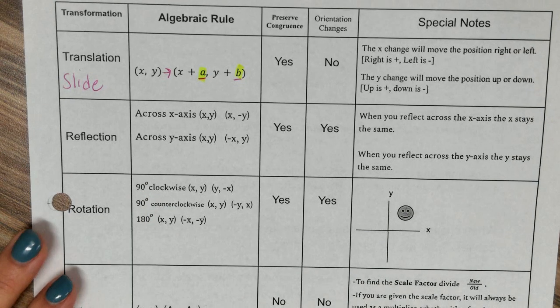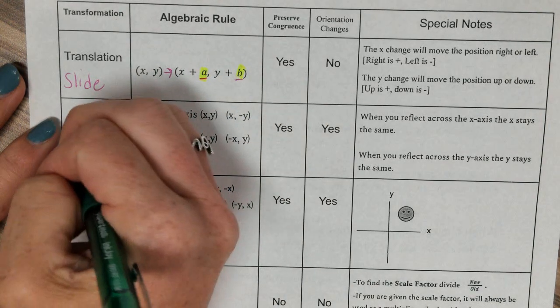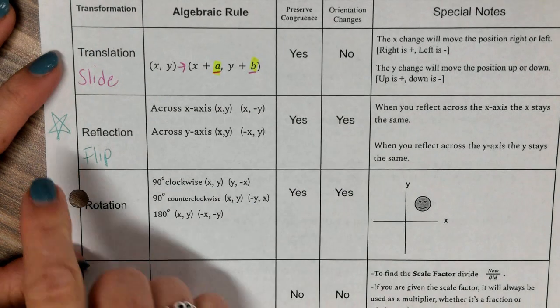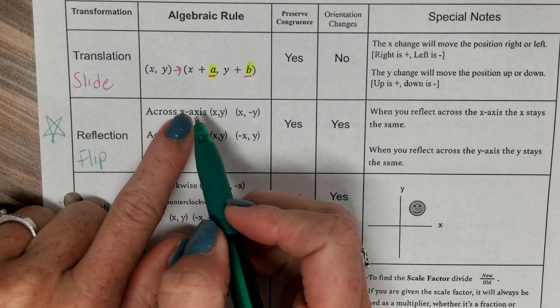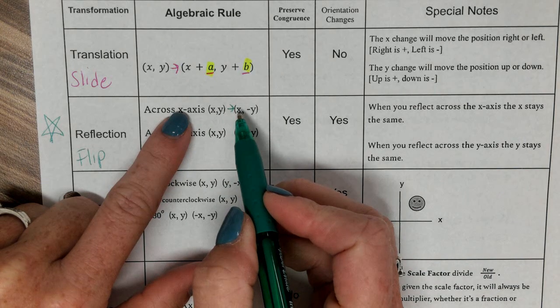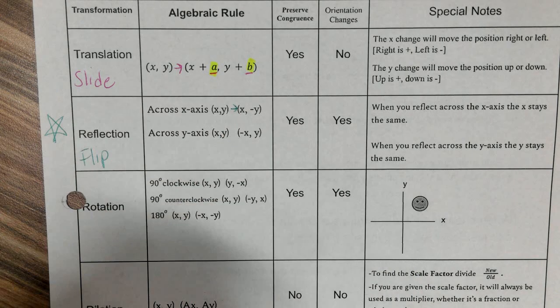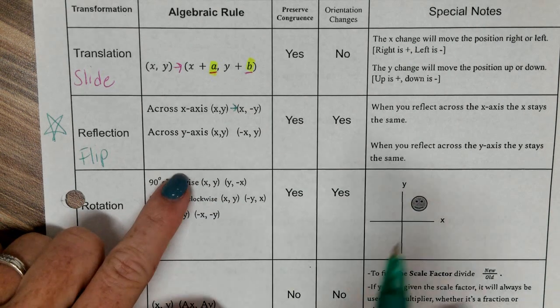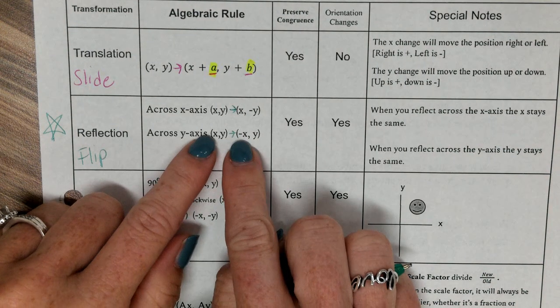A reflection. Who can tell me what a reflection is? A flip. Write it down. Put a star right here. This is one you need to study and memorize before your STAR test. Our STAR test for math is in 3 weeks. A flip. When you reflect across the x-axis, x stays x, but y becomes opposite. When you reflect across the y-axis, the y stays the same and the x becomes opposite.